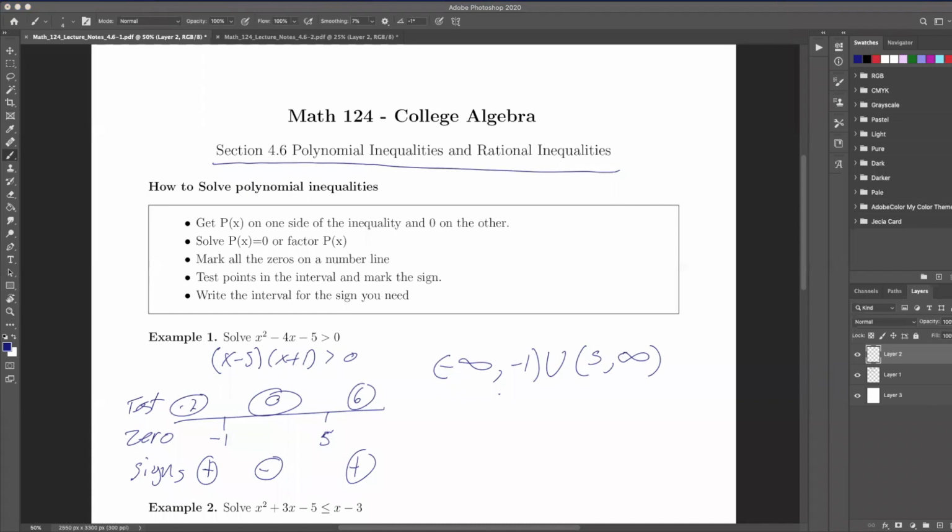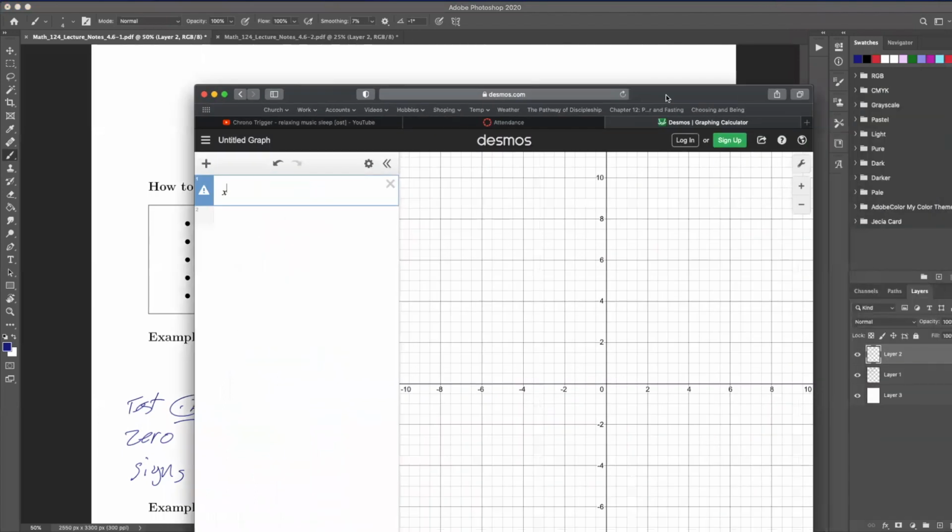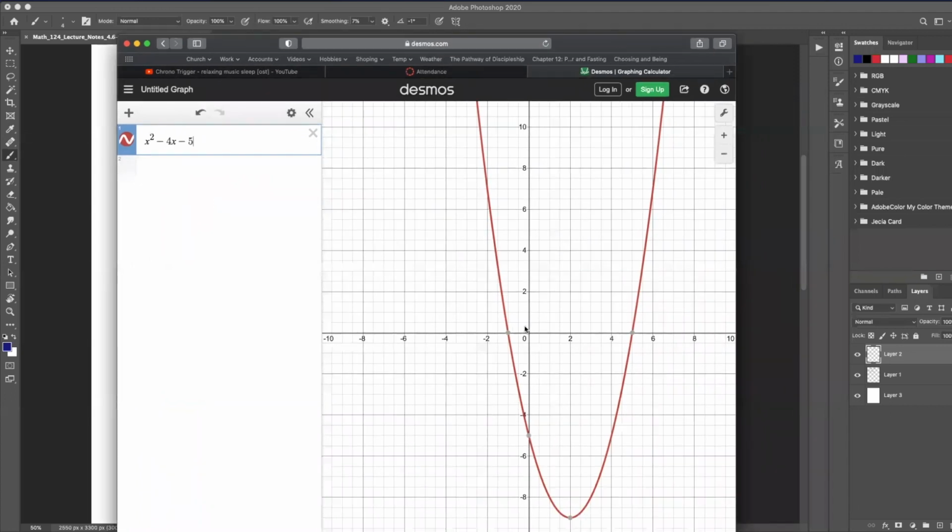So we're going to graph this. We just have this Desmos right here. Hi, Desmos. I'm going to type in x squared minus 4x minus 5. All right, and so this is what we have. And so here are the zeros, -1 and 5.